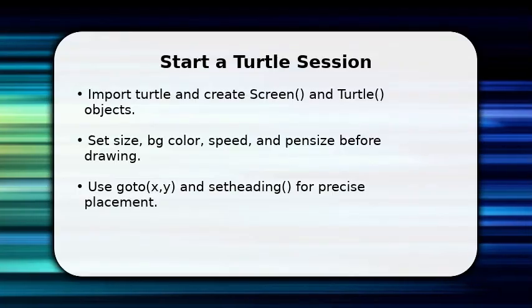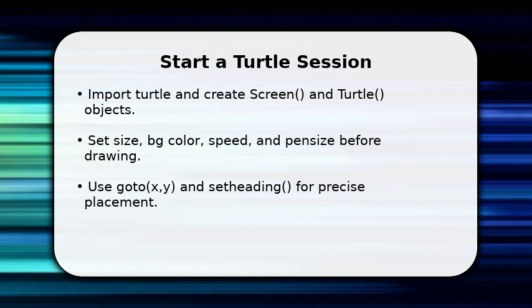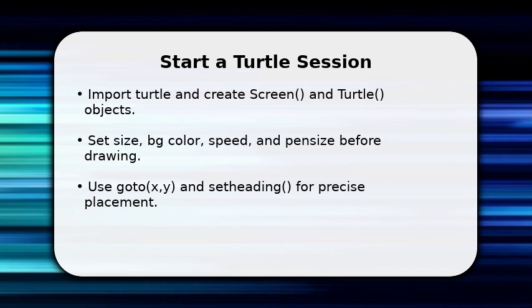You begin by importing Turtle and instantiating screen and Turtle right away. Create a screen size and background so coordinates behave predictably. Set Turtle speed and pen size for control. Then position your Turtle with pen up, go to X, Y, set heading angle, and pen down to start.